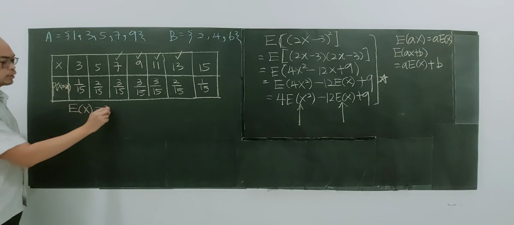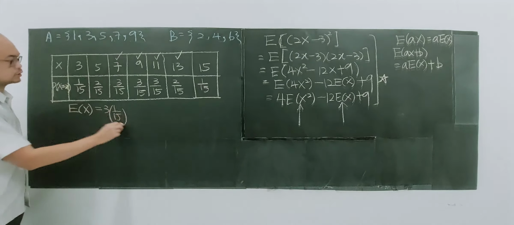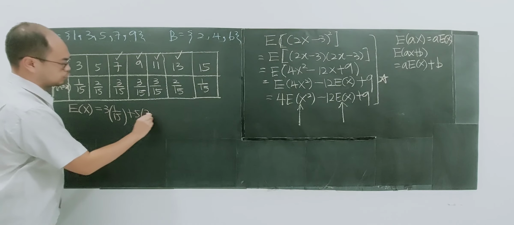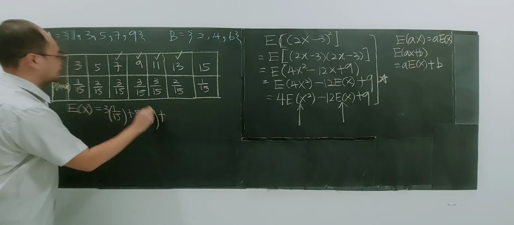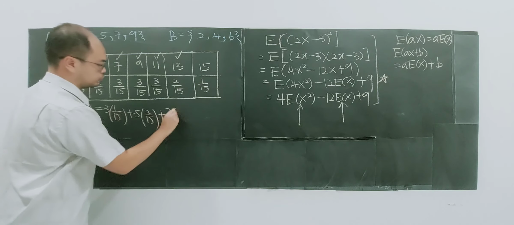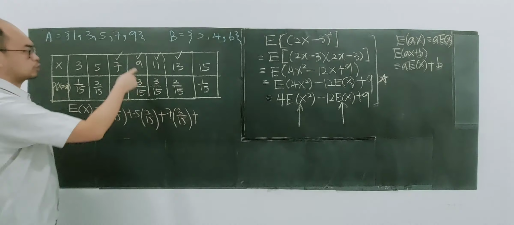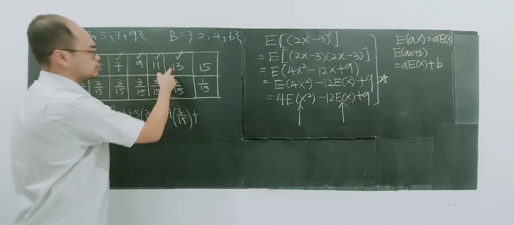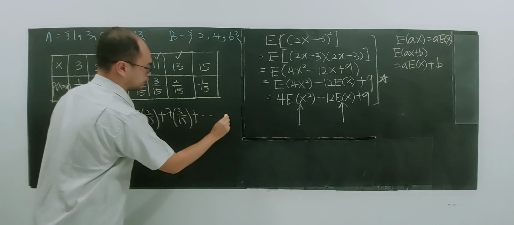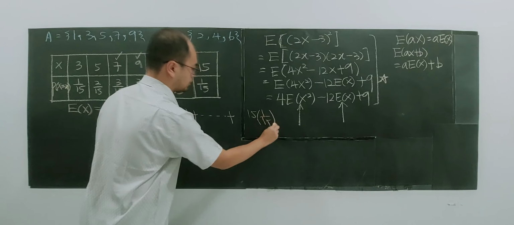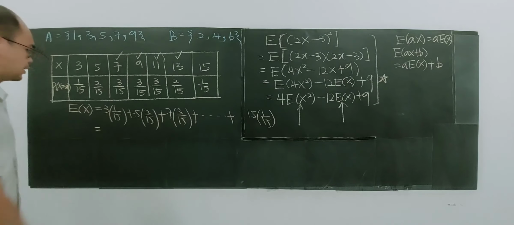So you show your working: 3 multiplied with 1 over 15, plus 5 multiplied with 2 over 15, plus 7 multiplied with 3 over 15, and so on. Later on 9, 11, 13 until the end, 15 multiplied with 1 over 15. I will give you the value. So the value we're getting is 9.